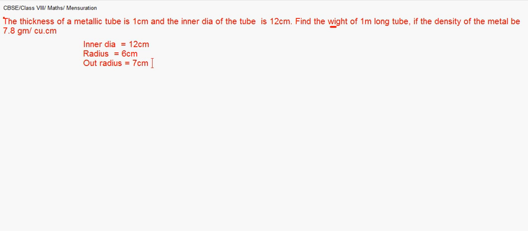The length is given as: find the weight of 1 meter long tube. We can take h as 1 meter, but because the rest of them are in centimeter, I'll convert this into centimeter, which becomes 100 centimeter. Volume of a hollow cylinder I had given in the previous video as pi, capital R square minus small r square, and then it's h.